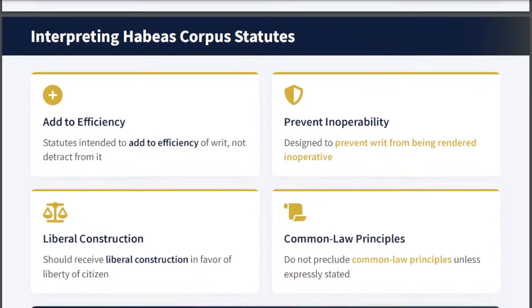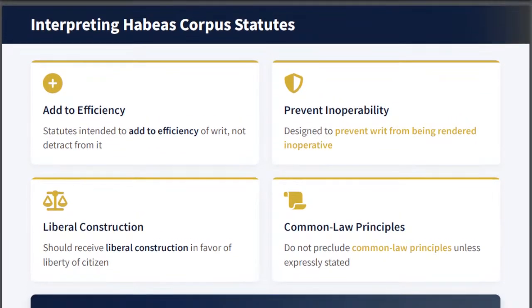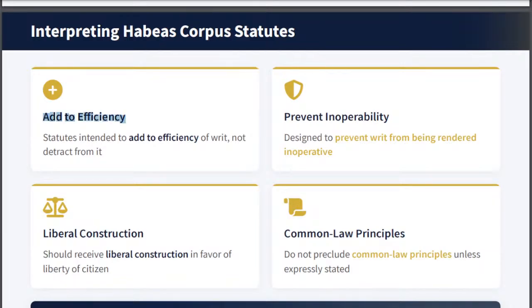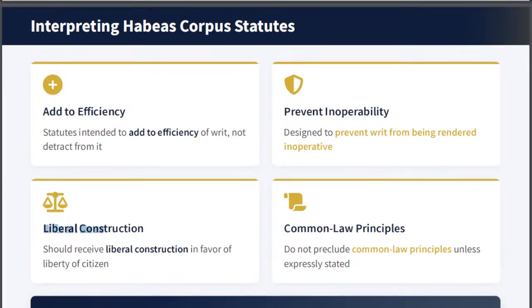So let's get to interpreting some of these habeas corpus statutes. There are some that add to the efficiency of it. Some of the state statutes here are intended to add efficiency to the writ, not detract from it. We have some that are designed to prevent the writ from being rendered inoperative. As we heard, some states don't have a suspension clause. Statutes should receive liberal construction in favor of the liberty of the citizen.